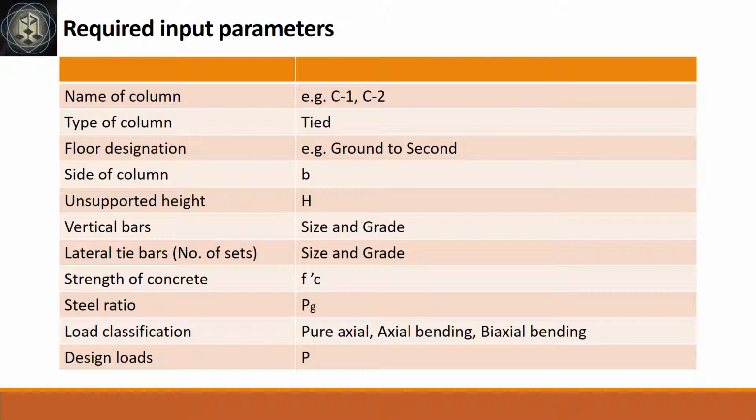Name of column, like C1, C2. Type of column, tied. Floor designation, like footing to second floor. Side of column, unsupported height. Size and grade of vertical bars. Size, grade, and number of sets of lateral tie bars. The strength of concrete used. Steel to concrete ratio. Load classification, and design loads.